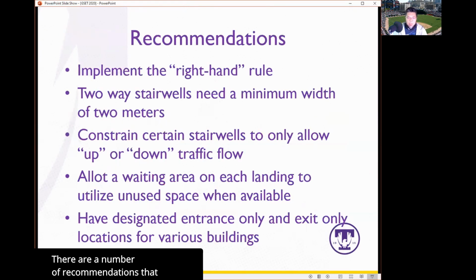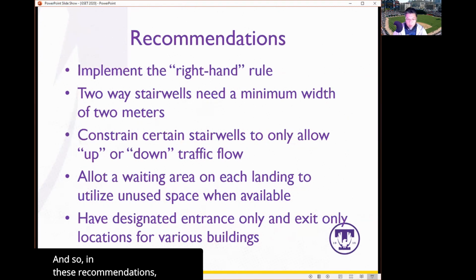There were a number of recommendations that the students made. The example that I provided to you was just one of them. All of these recommendations happened through a process of developing some type of hypothesis, using the simulation system to determine whether or not there were observations of various violations of social distancing.